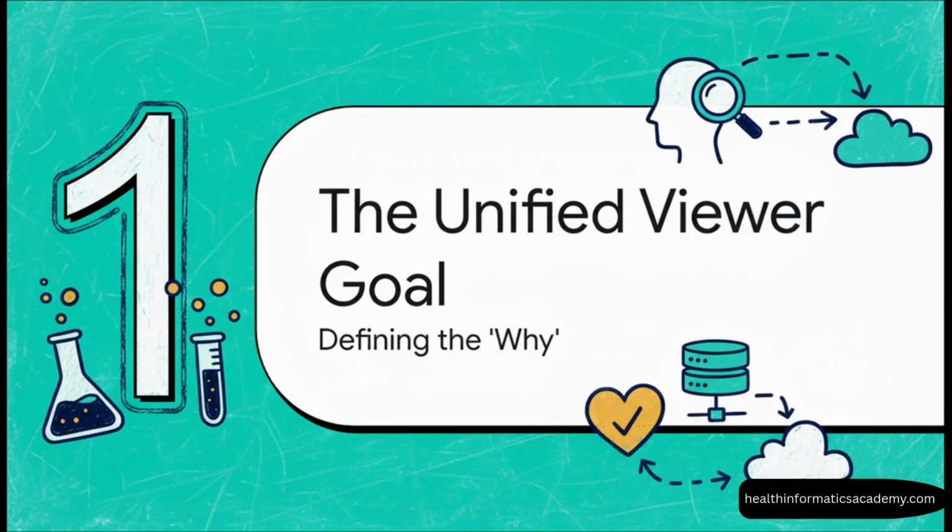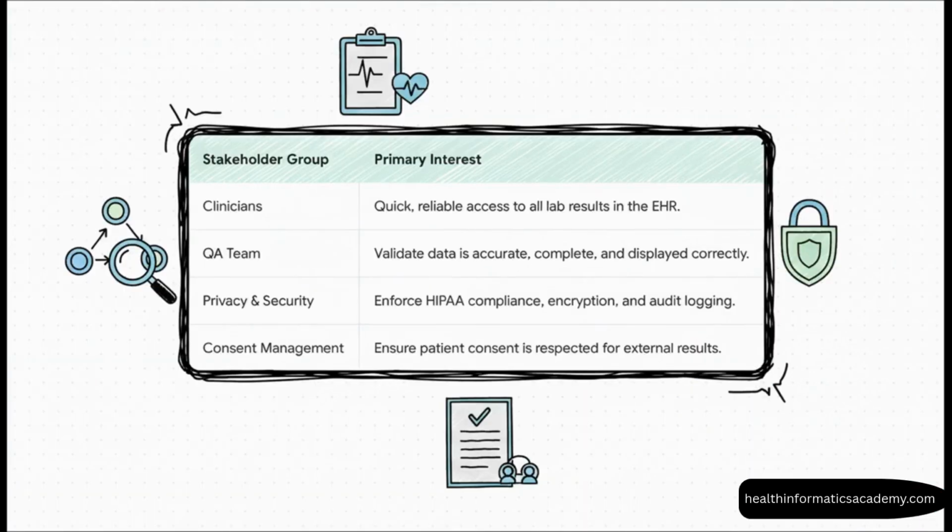Before you even think about systems or data, you have to nail down the why. What is the business trying to achieve? And who are we building this for? Well, you've got a few key groups at the table, and they all have different priorities. Clinicians need speed and easy access, but then you have the QA, privacy, and consent teams. Their job is to be the guardians of accuracy, compliance, and patient rights. A successful project finds the perfect balance between all of these perspectives.